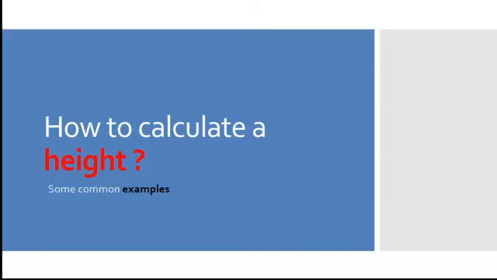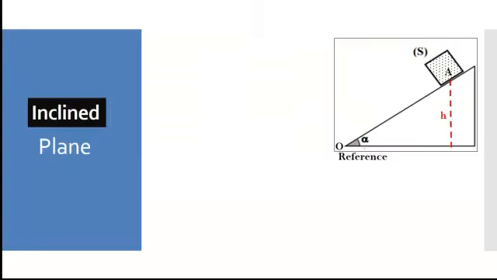So how to calculate a height? We'll talk here about some common examples that we usually use in the exercises. First, let's talk about an inclined plane, and I want to find the height of the point A, knowing that all I have is the length OA and the angle alpha. So these are the givens.